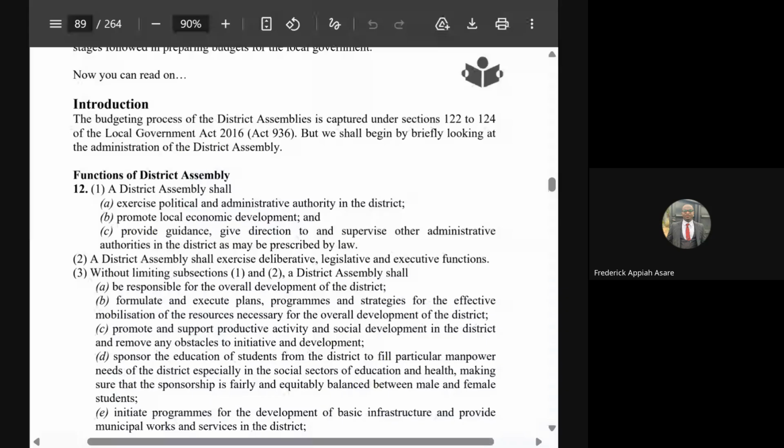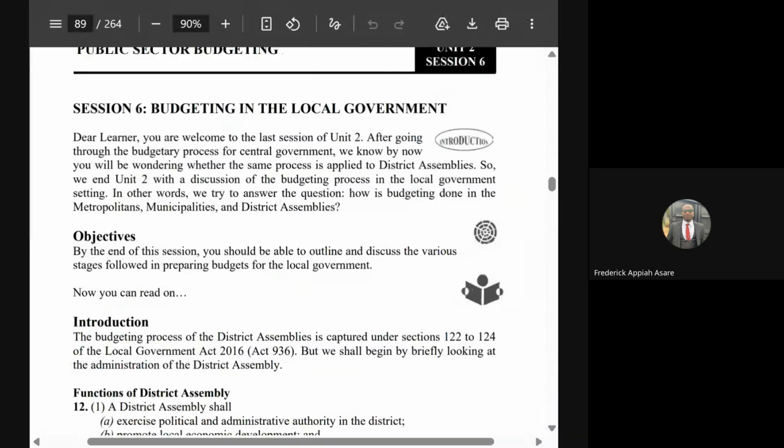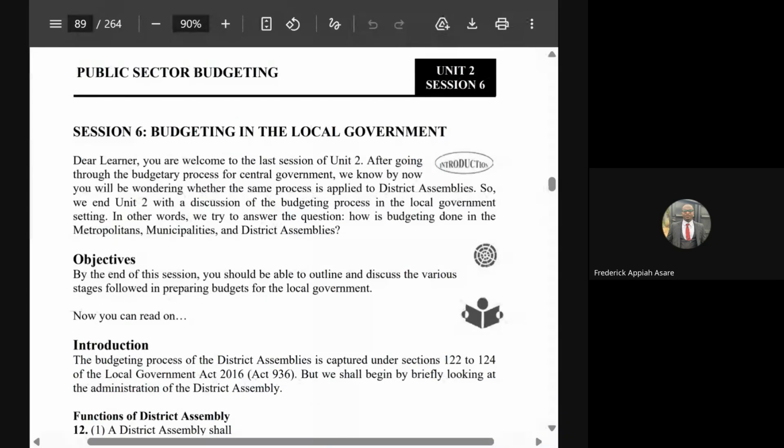Now, we also looked at the content of a central government budget. When they are preparing the budget, what goes into it, and we looked at the steps. We also looked at the roles and the powers of the Minister of Finance. We looked at the powers and the roles of the Controller General. So last week we treated everything on the central government when it comes to budgeting. Today we are coming to look at budgeting in the local government.